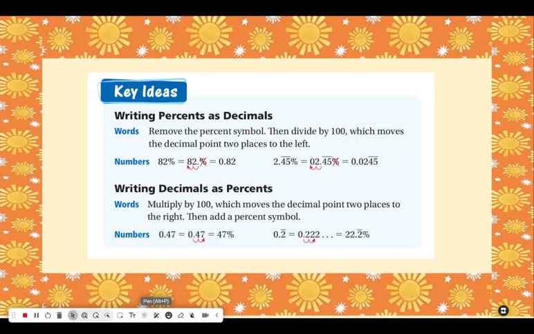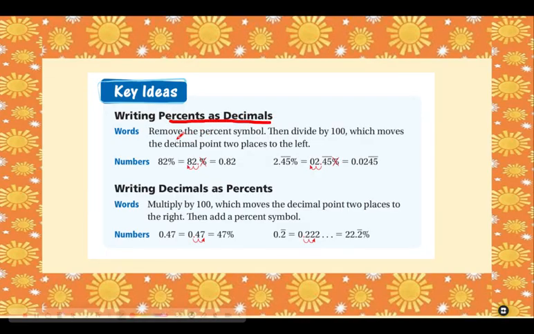So here, writing percents as decimals. We take the percent sign off and then we divide by 100. When we divide by 100, that's the same as moving the decimal point 2 places to the left. So here's an example, 82%. We get rid of the percent symbol, so your decimal's at the end of the number, and we go backwards twice. So 0 and 82 hundredths. Remember, percent means out of 100, so that's 82 hundredths.